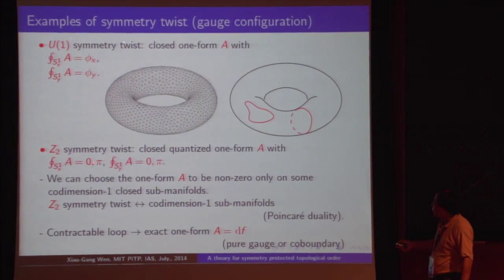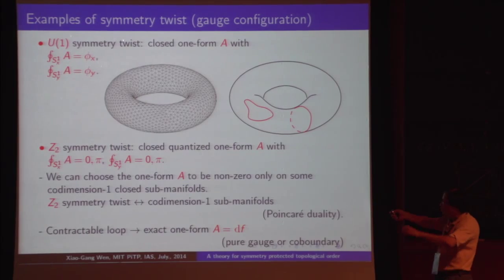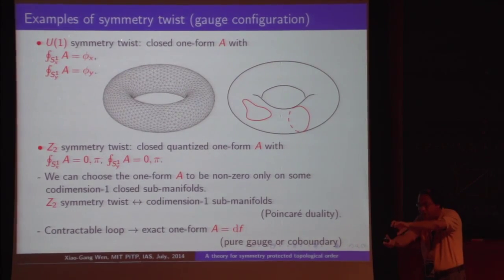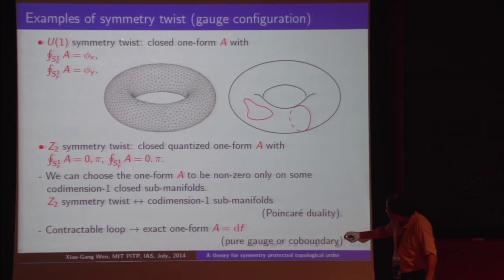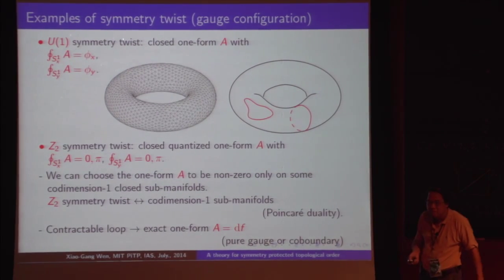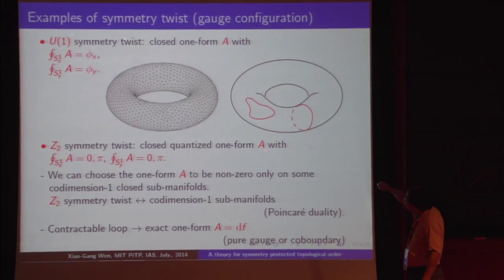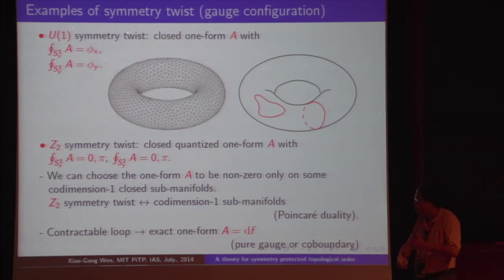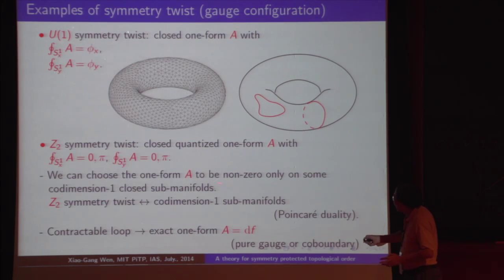Okay, and for the Z2 symmetry twist, it's similar. But for the Z2, when you go around this circle, you're making a Z2 symmetry twist. So for the Z2 symmetry twist, we just restrict this loop integral to zero and pi. So that's a Z2 symmetry twist. These are just two examples of using a one-form vector potential to describe a symmetry twist. However, here I want to mention that there's a Poincare duality in this case. So a one-form vector potential can be dual to a codimension one submanifold, at least for the Z2 case.